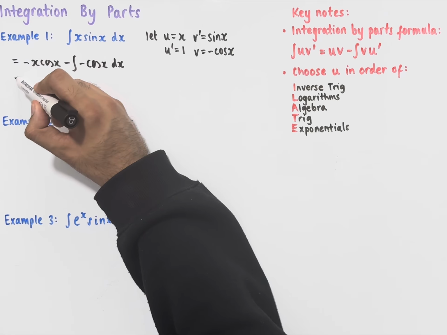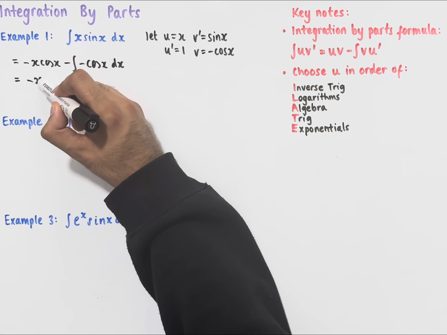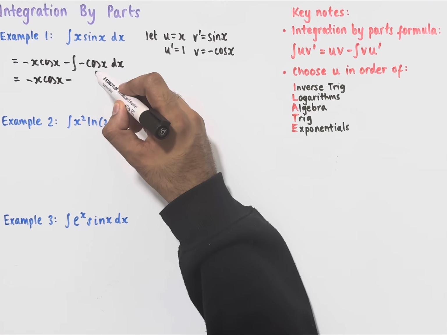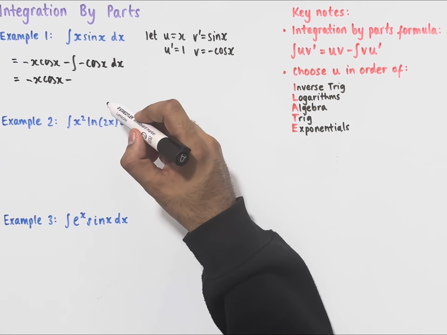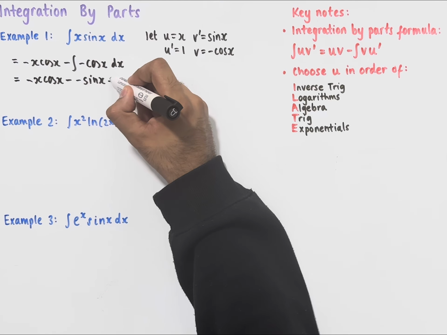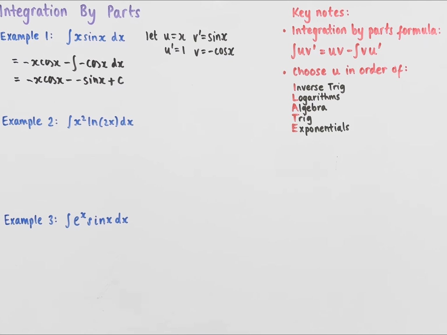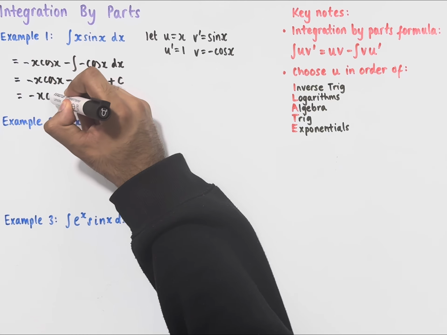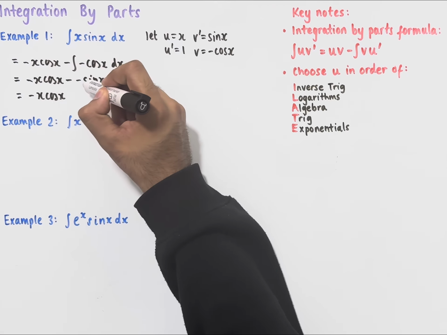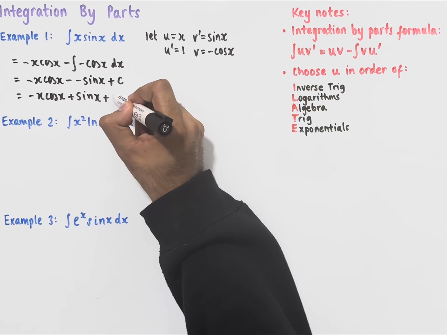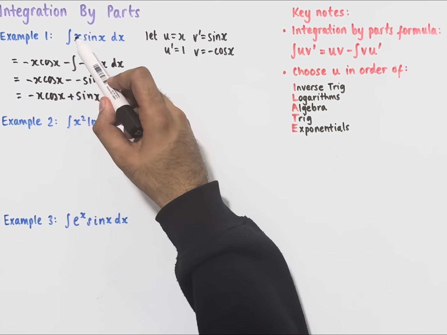And so now if we work this out, we get minus x cos x minus, and now the integral of minus cos x is equal to minus sin x. So we have minus sin x and then plus c since we don't have any limits. And so if we simplify this, we end up with minus x cos x. Now minus minus sin x becomes plus sin x, and then we have plus c. And this is the integral of x sin x.